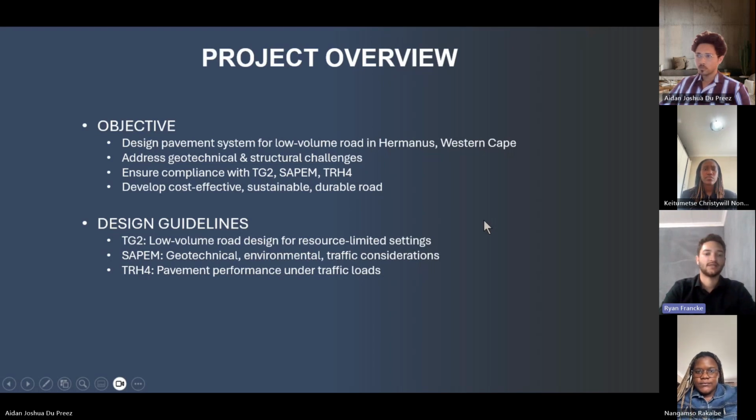For the design guidelines, our design adheres to the Technical Guidelines 2, which focuses on low-volume roads, providing practical approaches for the pavement design in resource-limited settings. The South African Pavement Engineering Manual ensures that the geotechnical, environmental, and traffic considerations are incorporated, while TRH4 offers additional insights into pavement performance under varying traffic loads.